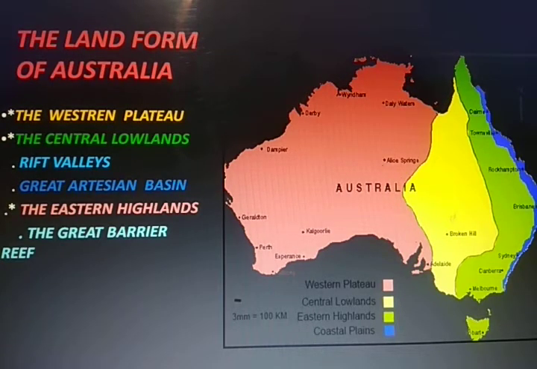Have a look at this picture. This entire pink part is the Western Plateau, whereas this lemon yellow part is the Central Lowland. This green part is the Eastern Highland, and the last bluish part is the coastal plain, where we include the Great Barrier Reef. So these are the three basic parts of Australia's physical features: the Western Plateau, Central Lowland, and Eastern Highland, along with the coastal plain, which includes the Great Barrier Reef.